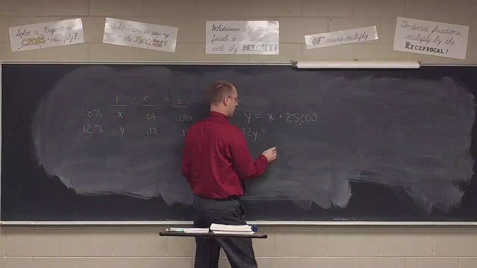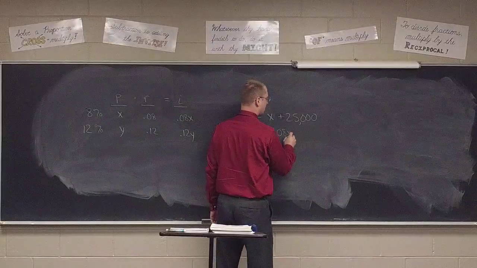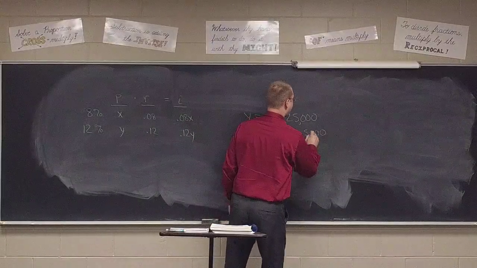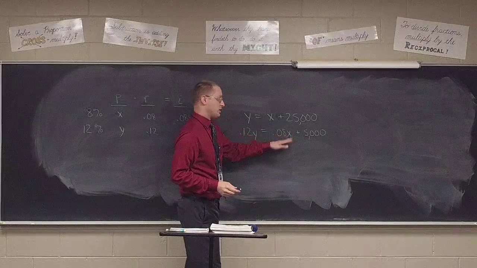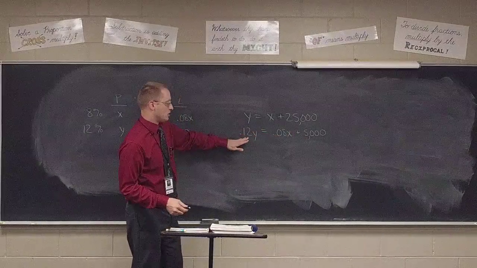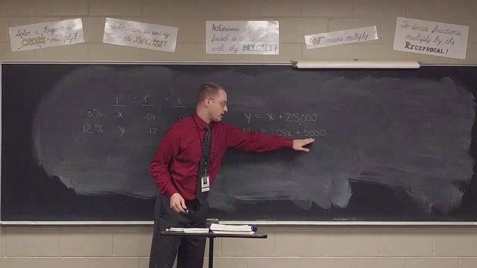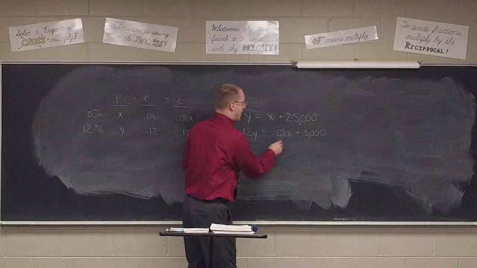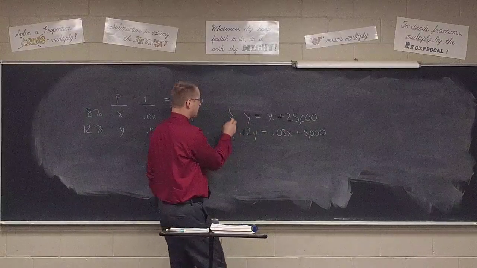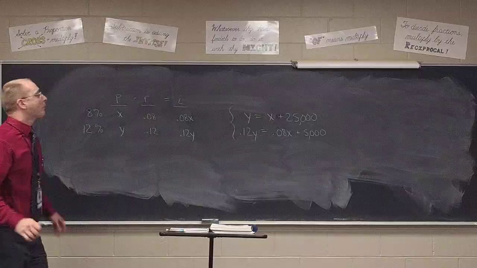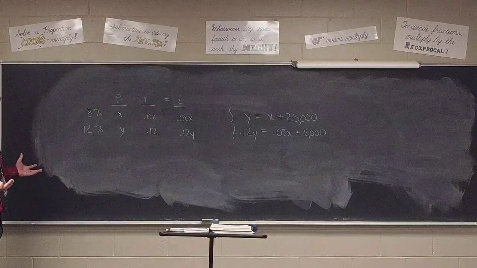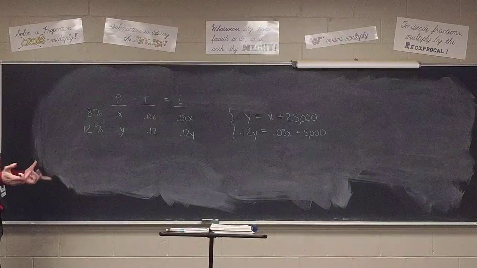equals 0.08x plus 5,000. There we go. $5,000 more interest than this earned here. This interest was $5,000 more than that interest. Does that make sense? And so, yeah, kind of weird. But as far as what we do to solve, not that much changes necessarily.